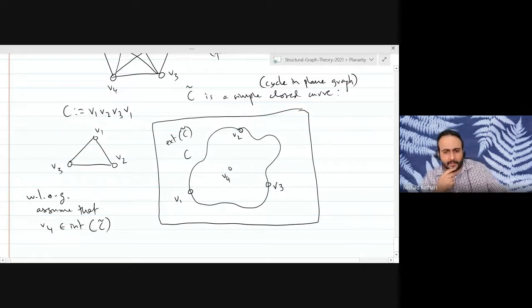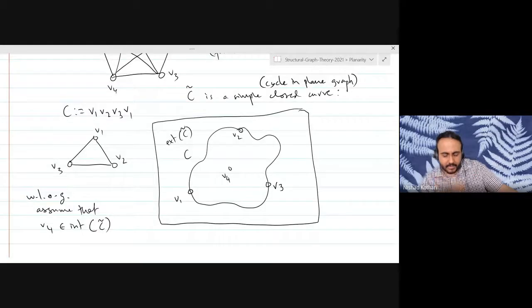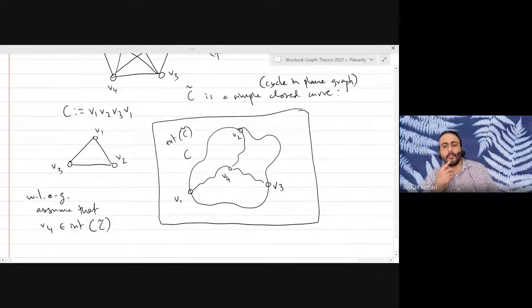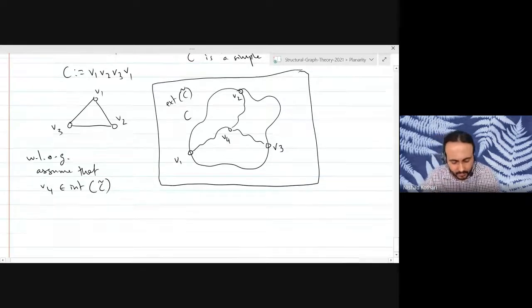Now what is K5? In K5, any two vertices are adjacent. So V4 is also connected to V1, V2 and V3, which is not a problem because we know that the interior is an arc-wise connected set. In particular, the edges V1V4, V2V4 and V3V4 will look like arcs joining V4 to each of the three vertices. And they cannot cross each other because we have a planar embedding.